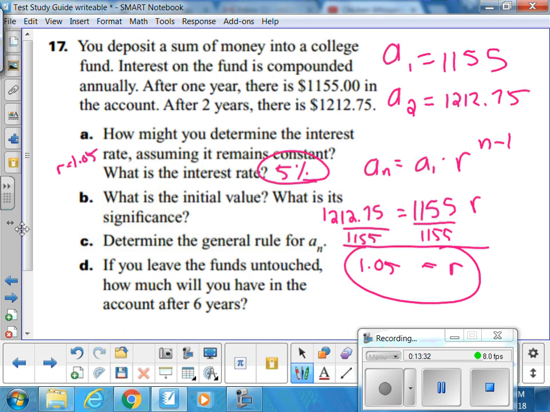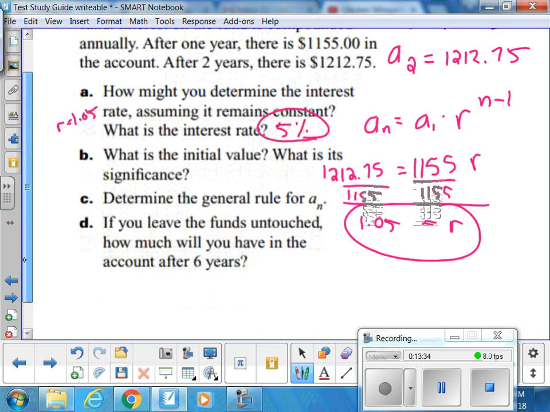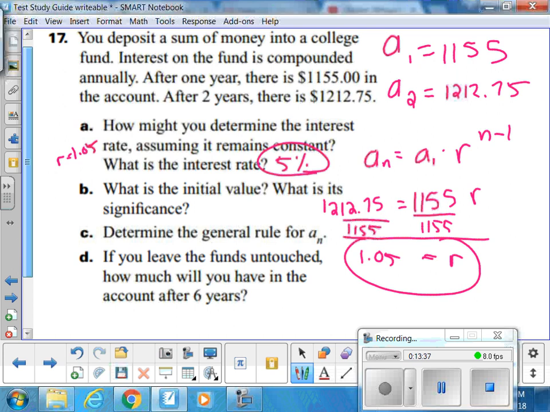Now the initial value, believe it or not, is not A1. A1 is how much money after 1 year. The initial value would be A0. So like a really quick way to get that number, just take your first year and divide it by your constant multiplier. So take 1155 and divide it by 1.05. That'll be your initial investment, how much you started the account with. It's $1,100. Does that make sense? And so the significance is that's how much I opened the account with. That's the amount of money I started with.